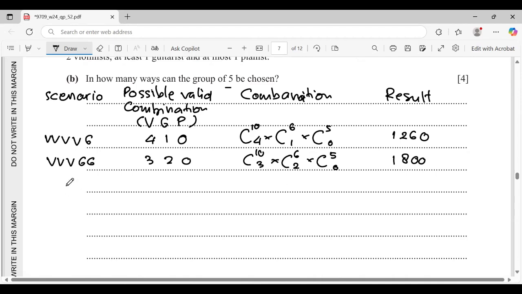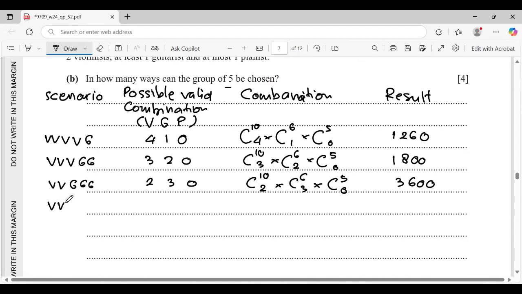1,800. And next, two violinists and three guitarists. 2, 3, 0. The combination 10, 2 times the combination 6, 3 times the combination 5, 0. So this is 3,600.